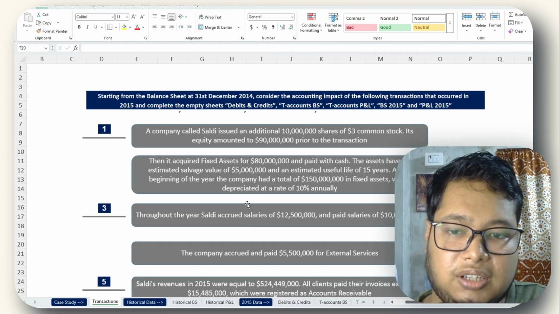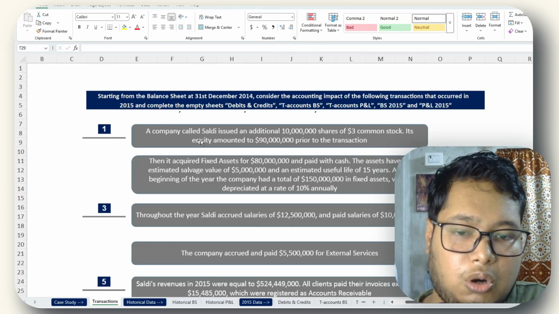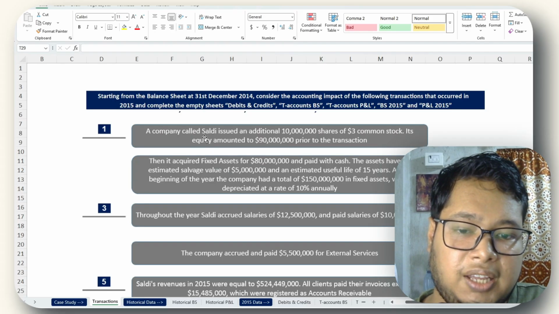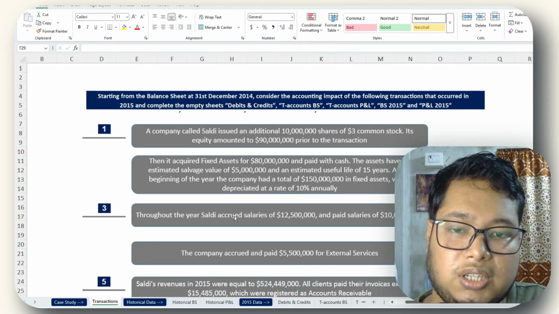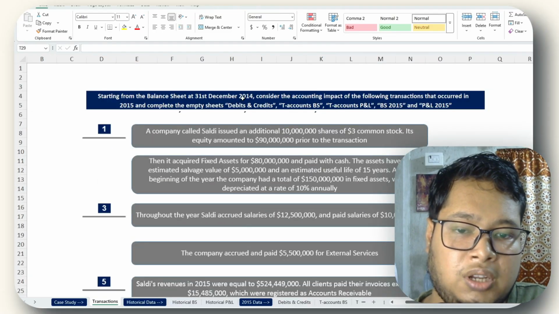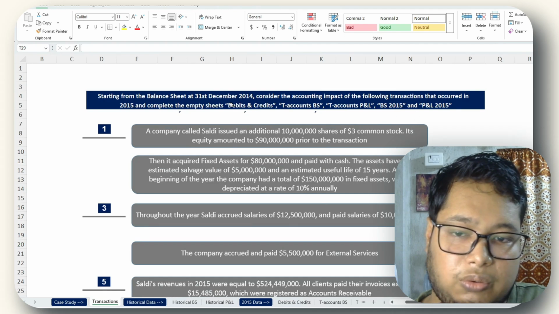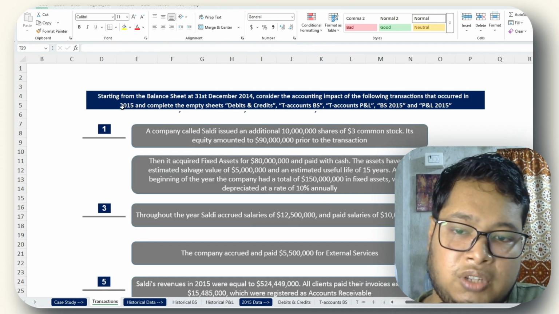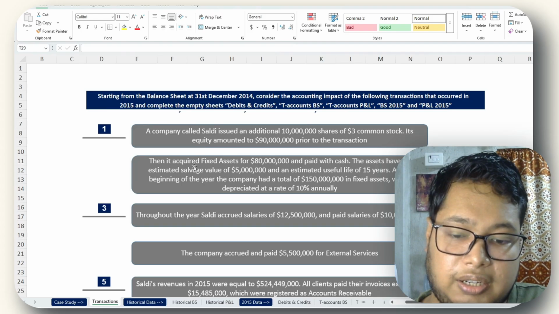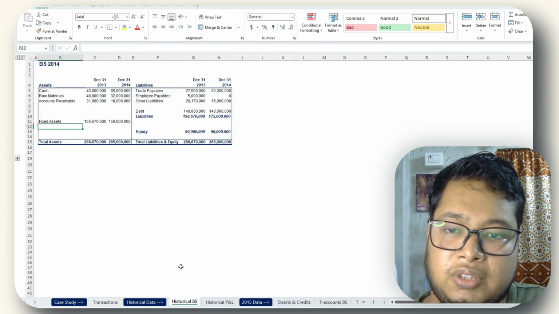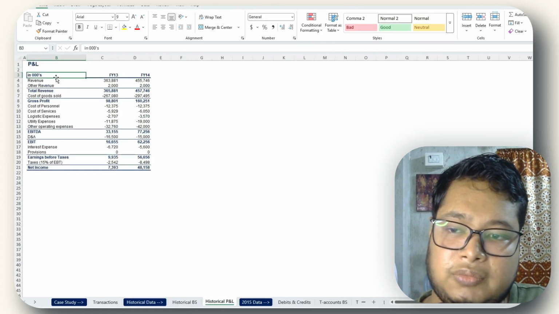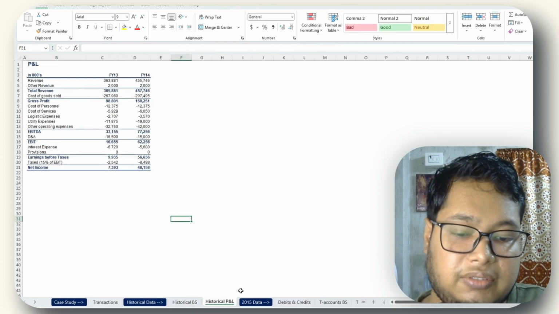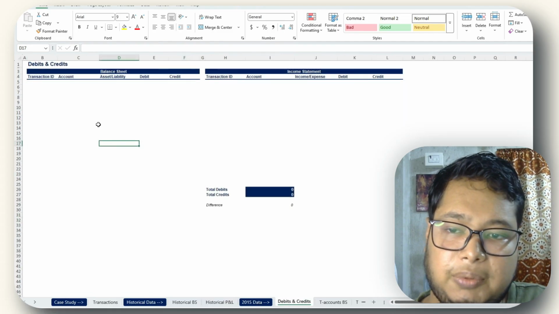First of all, we have been given a demo company called Saldi, if I pronounce it correctly, SALDI. We have been given around 15 transactions, and then some historical data. These transactions are supposed to have happened in 2015. Yeah, it's 2015 this transaction occurred. Then we have the historical balance sheet of 2014, plus the historical PNL as well. Cool. These are the data we have, and for 2015 we have to create the debit and credit.